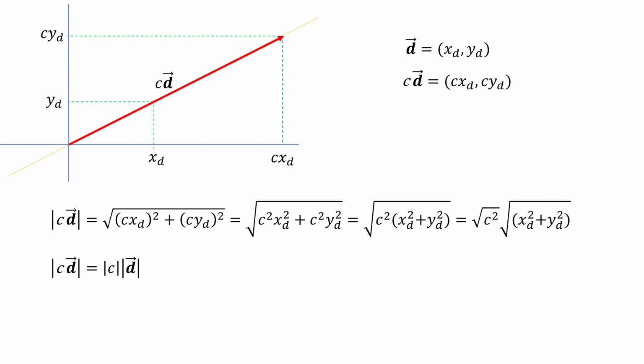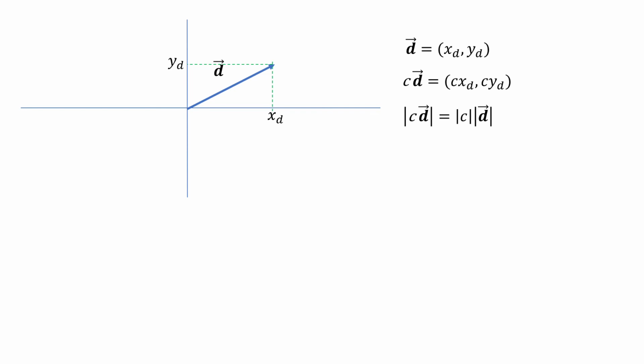Now, let's consider a case when c is negative. So what's going to happen? Again, I have my vector d. Now, if I look at cxd, cyd, when c is negative, again, that point, cxd, cyd, is going to lay on this straight line that goes through vector d. The only thing is it's going to be on the other side, which means that vector cd is going to be parallel to vector d, but pointing in the opposite direction. All right?